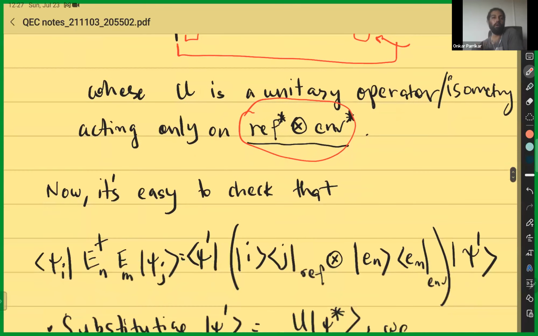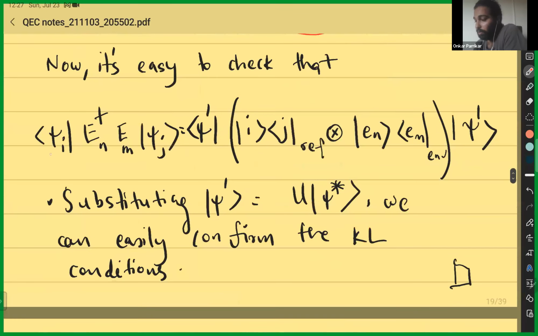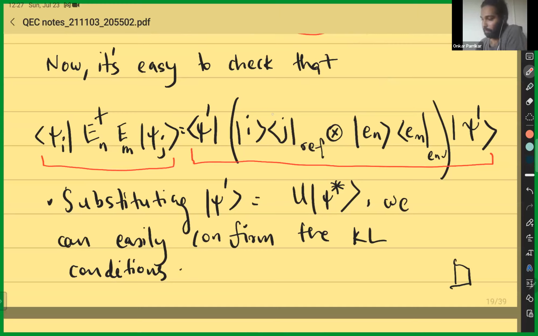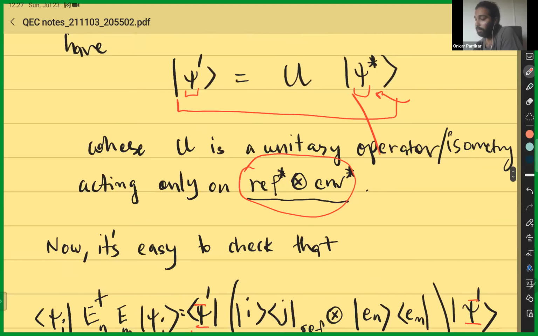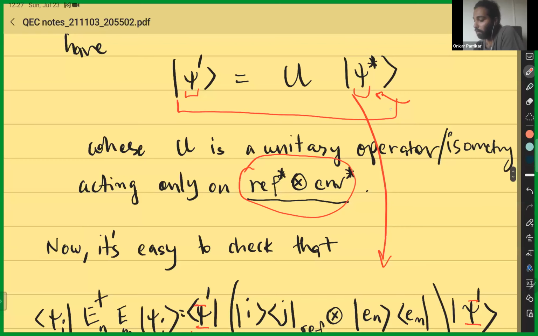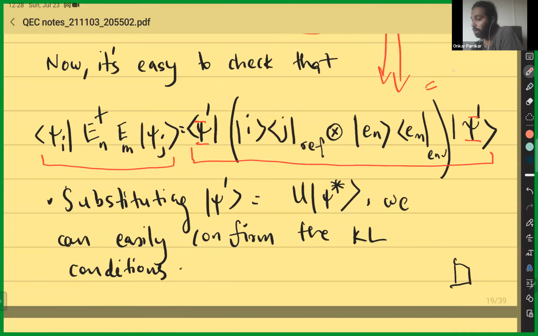Okay, now it becomes a simple matter to check the Knill-Laflamme conditions, because the thing that you need to check is this guy. It's a simple algebraic thing to show that this object is just simply this. It's a particular matrix element inside psi prime, the state capital psi prime. And if you just plug this formula into here, I won't go through the algebra. It's a matter of simple algebra. You just plug this formula into here, and you will end up concluding that this is proportional to alpha mn delta.